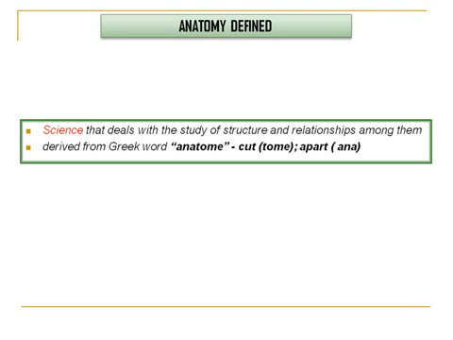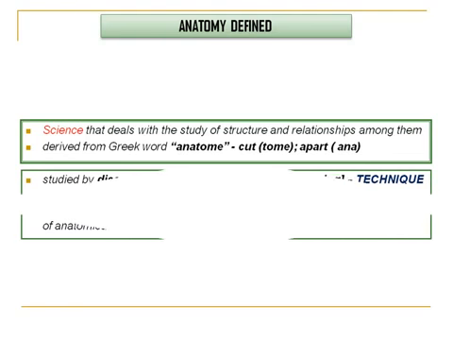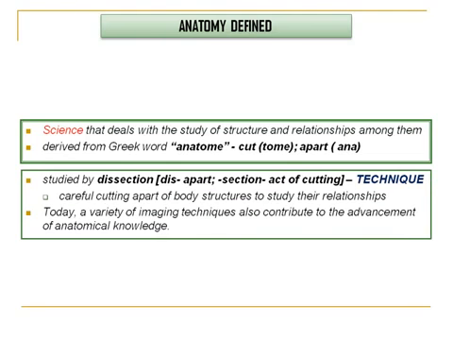The term anatomy is derived from the Greek word anatome. Tome means to cut, ana means apart. So to cut apart is actually the anatomy. And we have a similar term known as dissection. It is just a technique. Dissection also means, over here, this means apart and sections means the act of cutting.